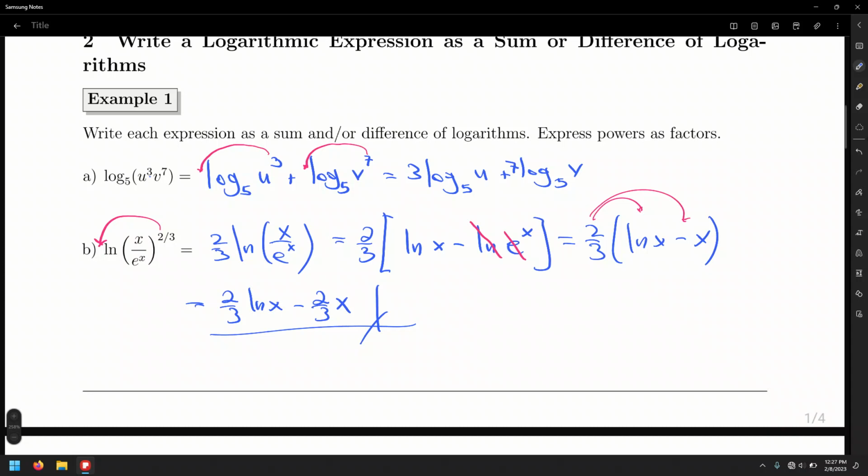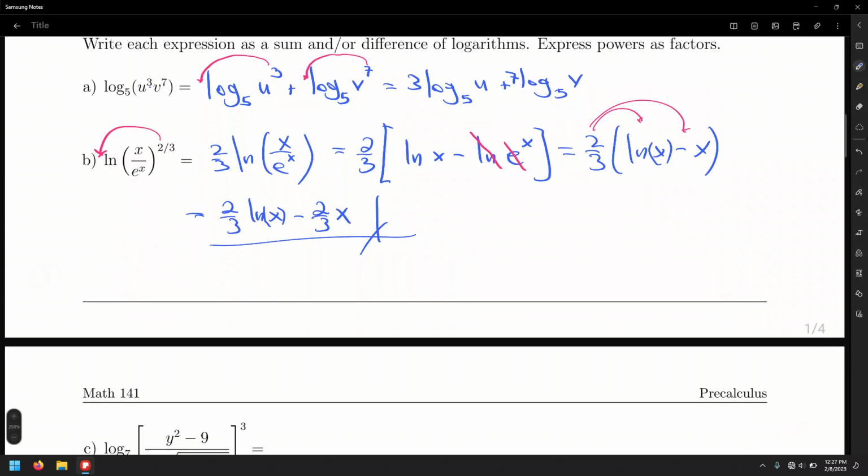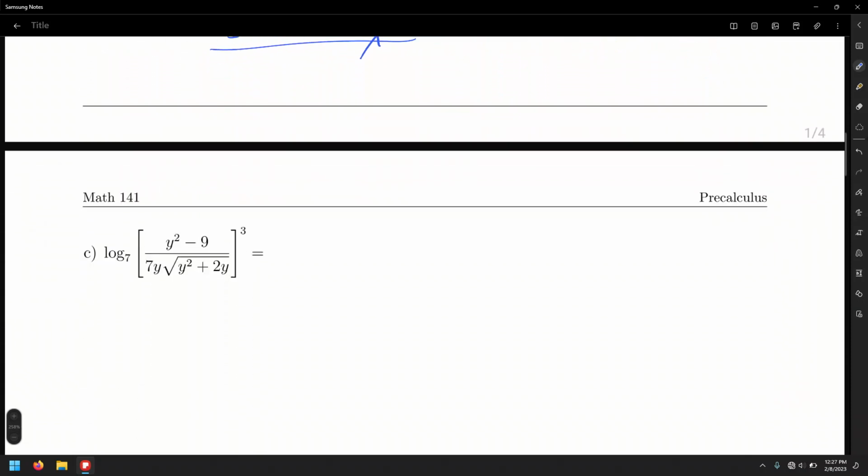So these are two separate terms. Actually, it would help if we put some parentheses around the x, just so we don't get confused about this negative 2/3 being part of the argument as well. All right? So it looks like that's a couple of examples. Let's move on to more elaborate examples.